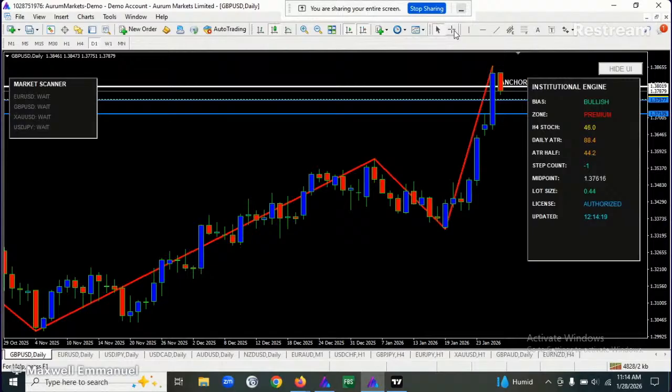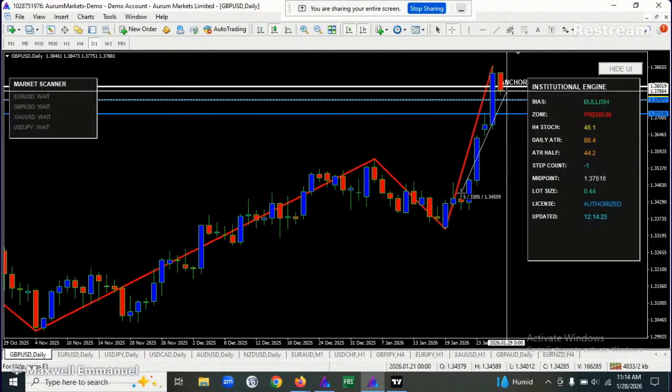And if we're going to sell tomorrow, we're going to hold the trade. This will be our target, about 300 and something pips. That will be our target. And our risk will be maybe 50 pips.